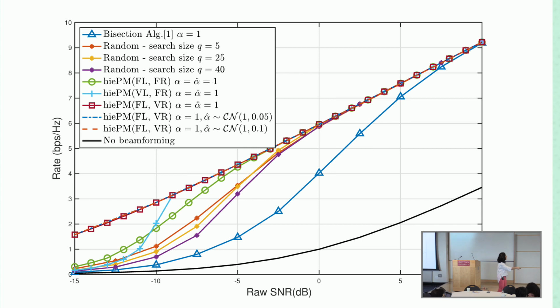The blue is Al-Khatib, Robert Heath's group. This is the binary search. If SNR gets larger than 10 dB, yes, they're doing great. They're at the capacity. This is the optimal spectral efficiency. These are the random guys. This is our performance. It just hits very well. And this is the fixed length one. This is the variable length one. It's not very practical. This is the practical version of it.